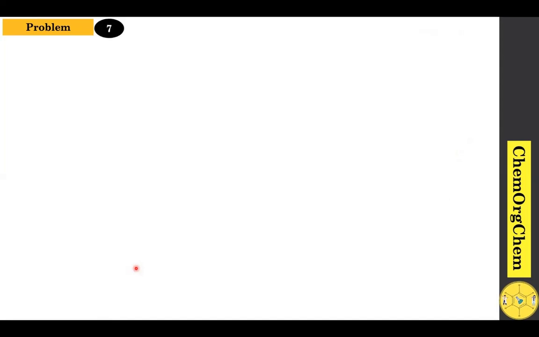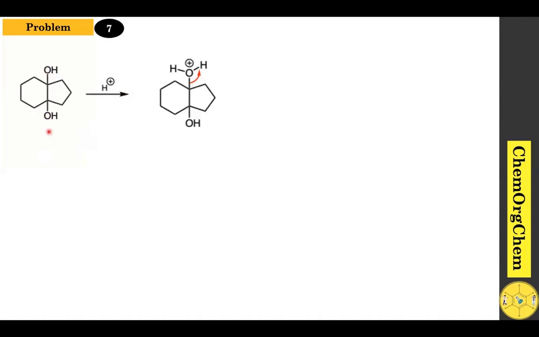So next we move on to problem number 7. Here you see this one is a symmetrical diol. Again, this one is a fused diol. When you subject it to acid condition, it does not matter which hydroxy group protonates first because of the symmetrical molecule. One of the hydroxy groups readily protonates and leaves as water, which leads to generate the corresponding carbocation.